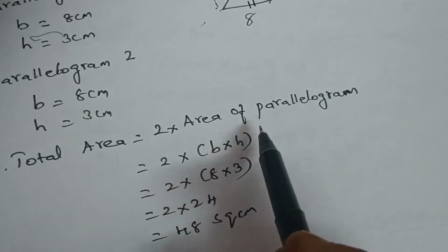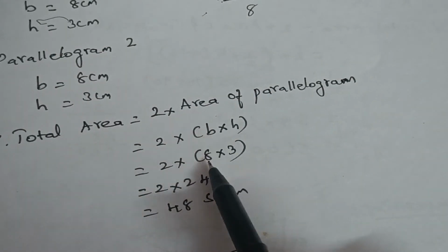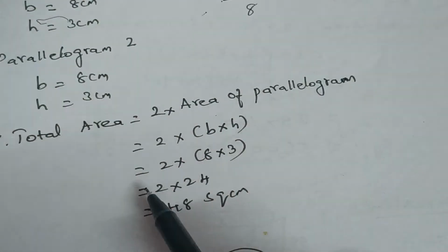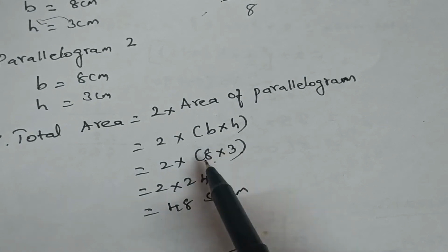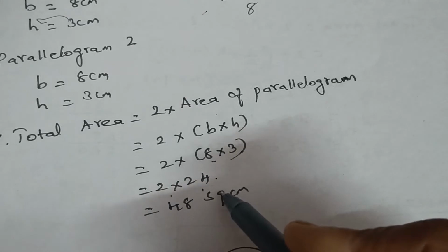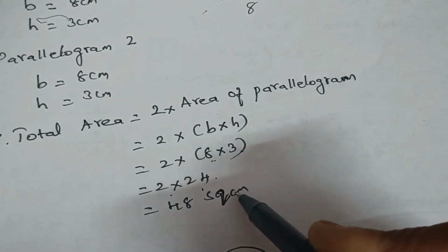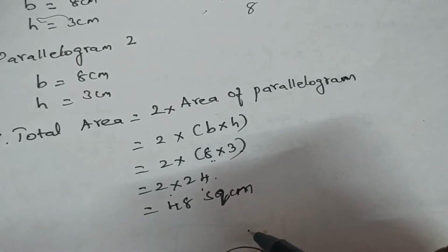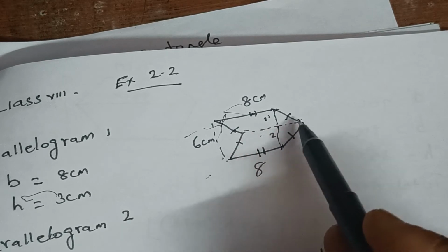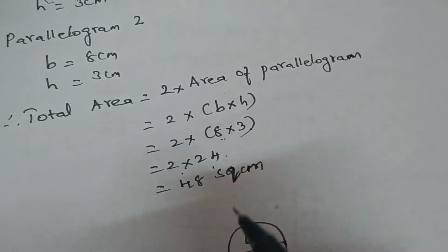2 into area of the parallelogram. What is the area of the parallelogram? Yes, it is base into height. 2 into base is 8 into height is 3. Base into height is the area of the parallelogram. So 2 into 8 into 3. 8 threes are 24. 2 into 24 is 48 square centimeter. Square unit is the unit of area. So we have two parallelograms of the same size. So find the area of one parallelogram and multiply by 2. We get the total area. Got it?